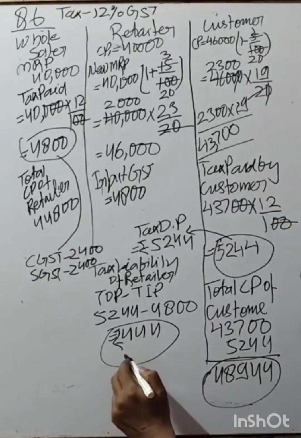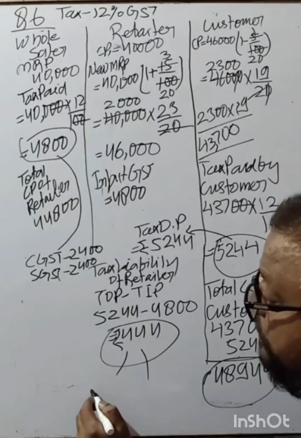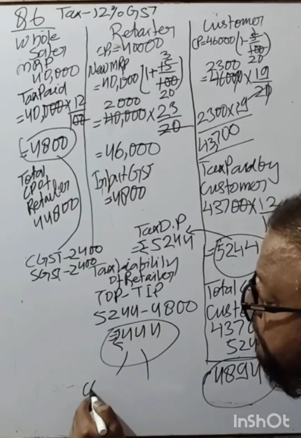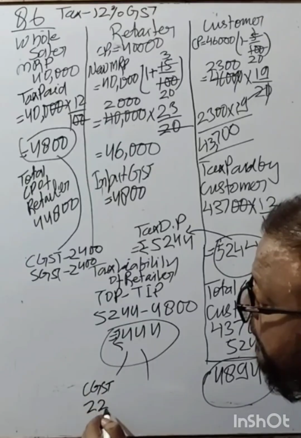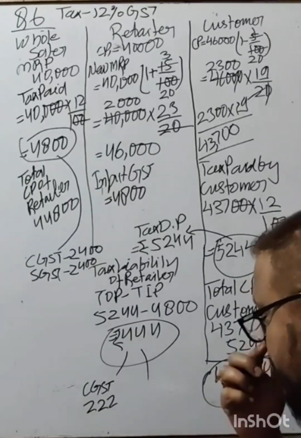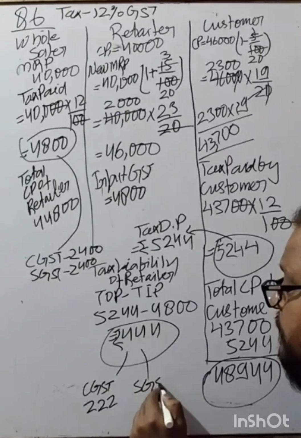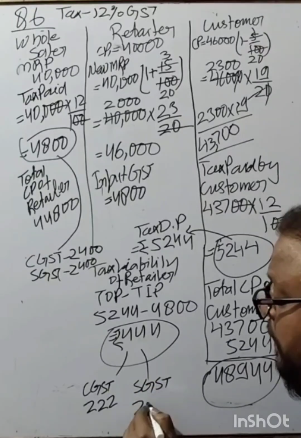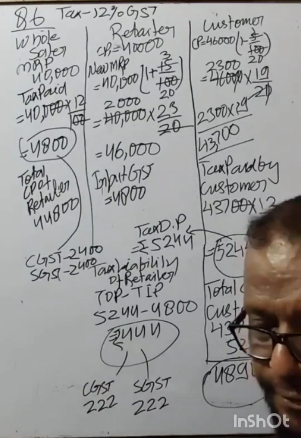And here, CGST is 222 and SGST is 222 rupees. Now check your answer.